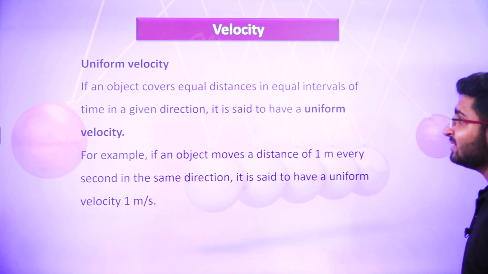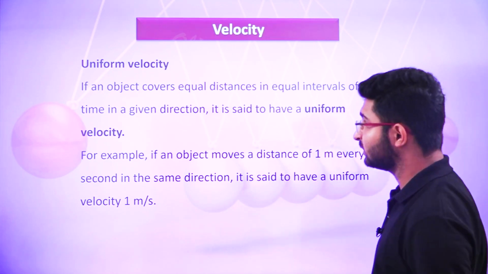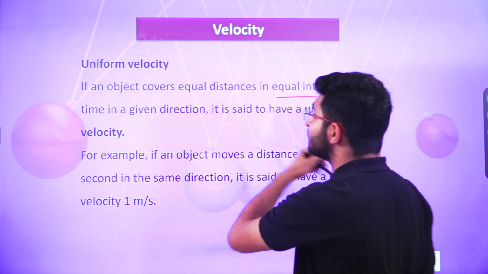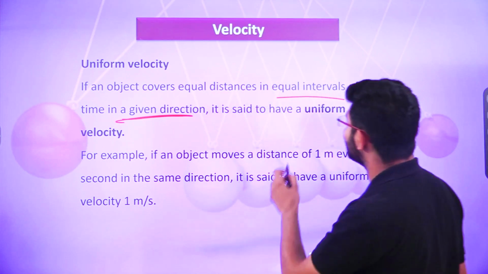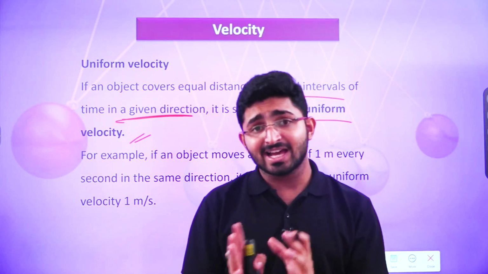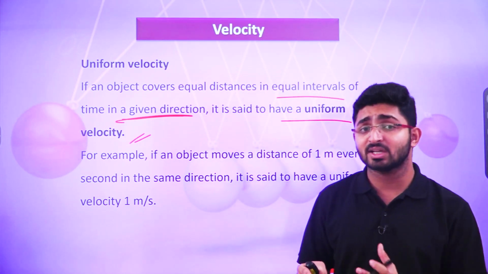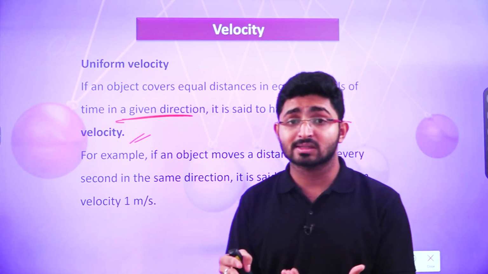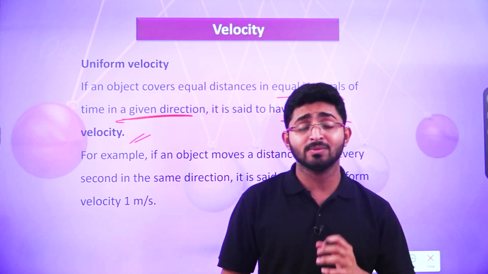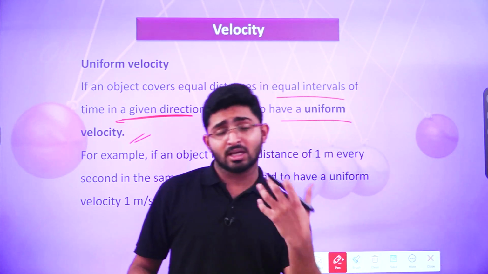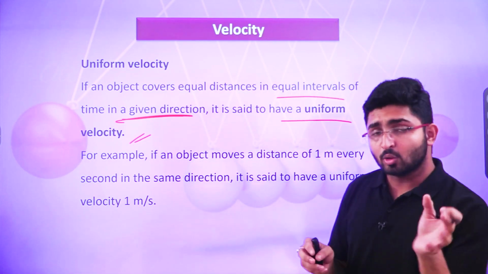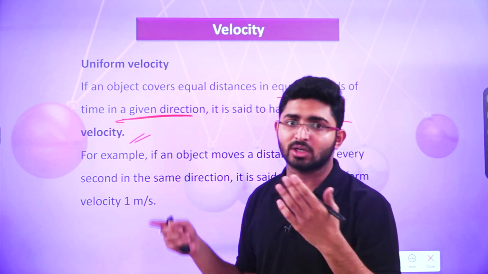Now moving ahead, we have the next topic, that is uniform velocity. So what will be uniform velocity? If an object covers equal distances in equal intervals of time in a given direction, it is said to have a uniform velocity. It is so easy because we have already studied uniform motion as well as the concept of uniform speed. In that case, if an object covers equal distances in equal intervals of time, that is uniform motion. So if I am talking about uniform velocity, the object covers equal distances in equal intervals of time in a particular direction. We are adding the direction because velocity is a vector quantity, right?